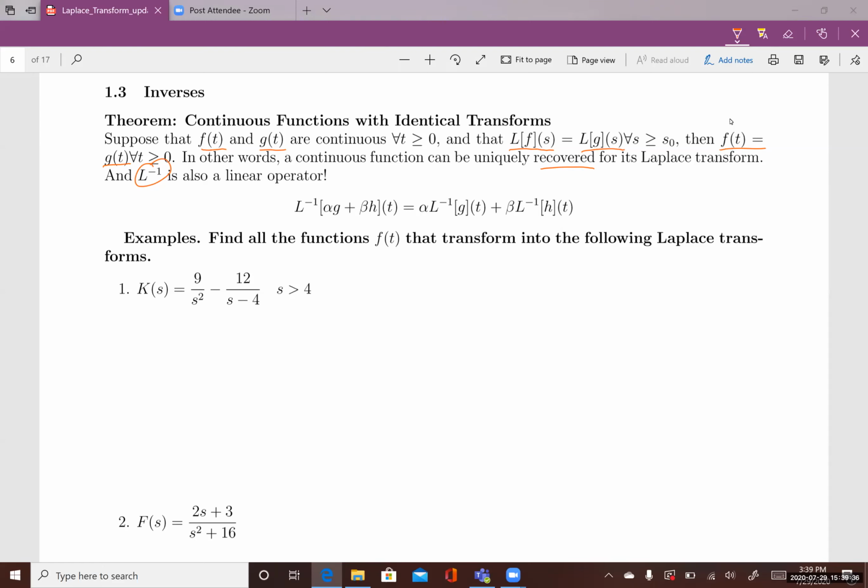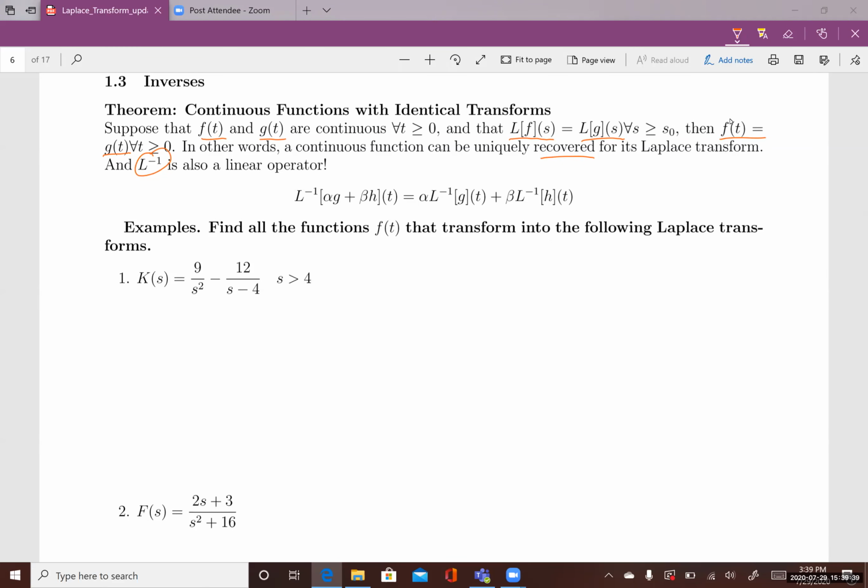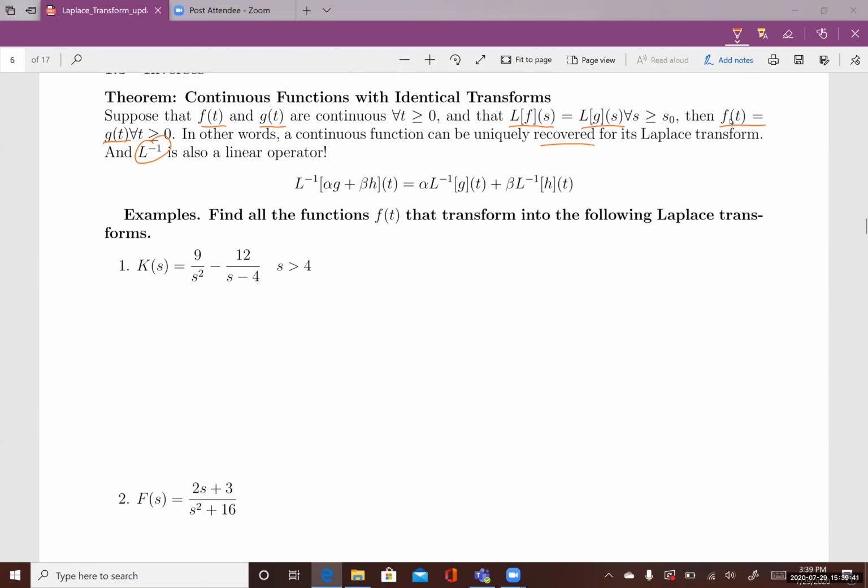Well then, let's practice how to recover the function f of t given its Laplace transform. If K of s here is a Laplace transform of the function little k of t, find little k of t. If we look at this K of s, this is the form of a power function, t, where the power is 1. And 9 is a constant.